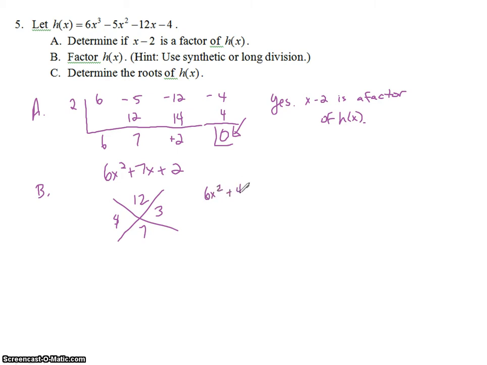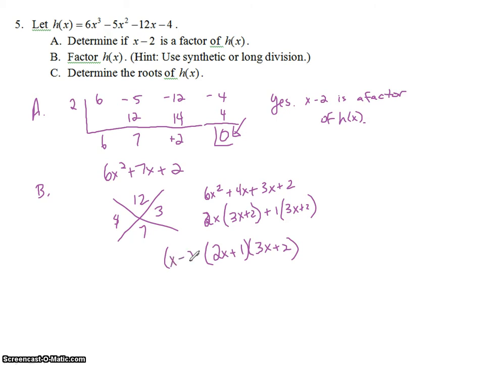6x squared plus 4x plus 3x plus 2, factor out 2x, 3x plus 2, 3x plus 2, so I've got 2x plus 1, 3x plus 2, and I don't want to forget my first one, which was x minus 2. So this is h of x in factored form.